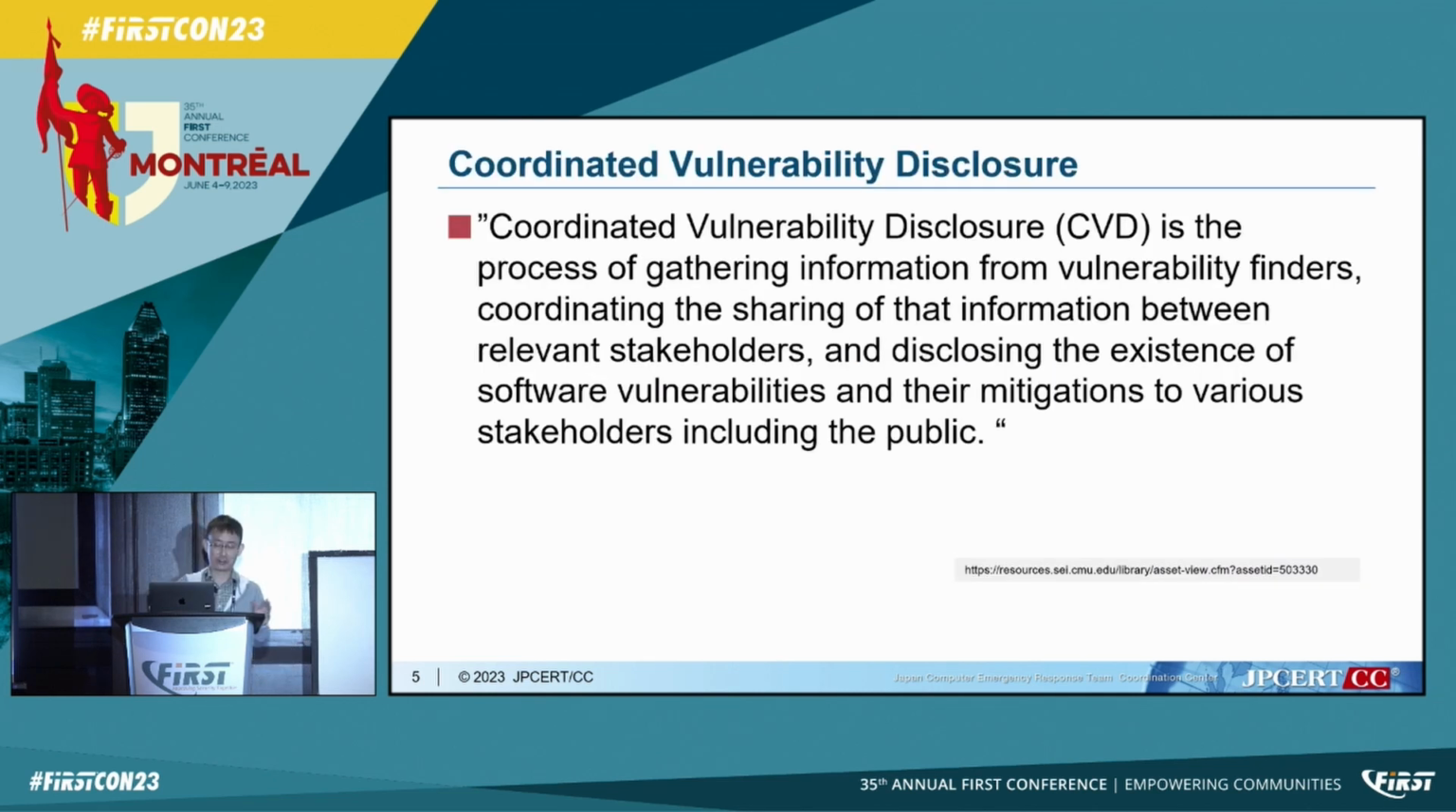Coordinated vulnerability disclosure. This writing is taken from CERT's CVD document, abstract section. It was so well written that I had to take it. So let's read it. Coordinated vulnerability disclosure, CVD, is the process of gathering information from vulnerability finders, coordinating the sharing of the information between relevant stakeholders, and disclosing the existence of software vulnerabilities and their mitigations to various stakeholders, including the public.